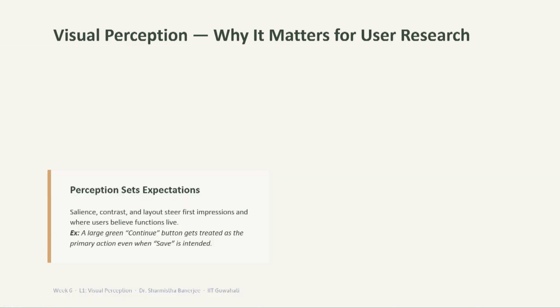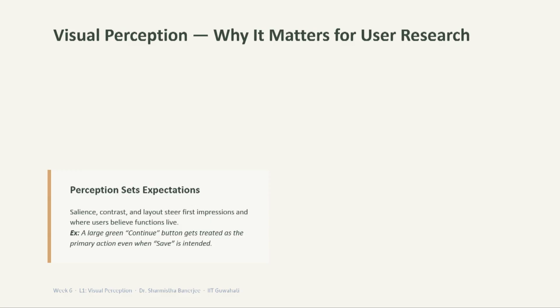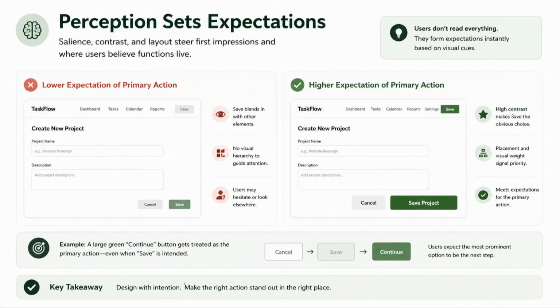Now coming to perception sets expectations. So salience, contrast, and layout steer first impression and where users believe functions live. If you look at a large green continue button, it gets treated as the primary action even when save is intended. So let's look at this example.